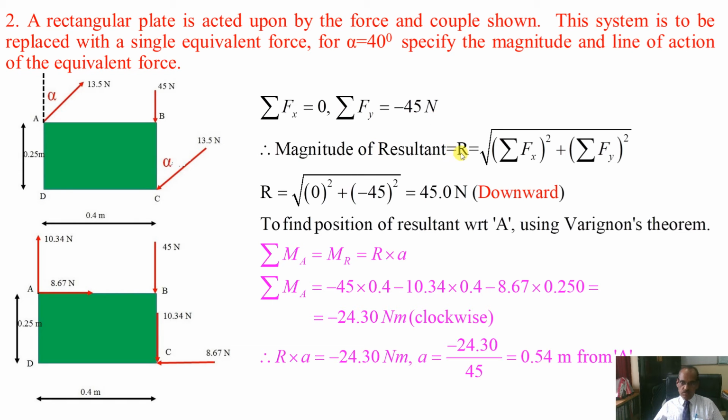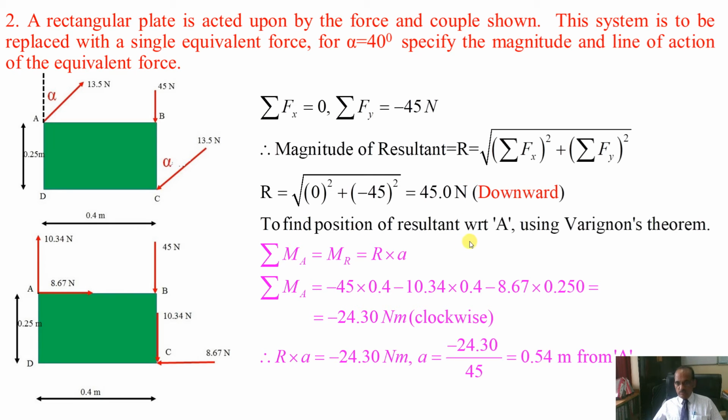So you can find out the resultant R using this equation: 45 Newton. It will be downwards. Why? Because summation of x is 0. When the summation of horizontal forces is 0, the resultant is vertical. It may be upward, it may be downward. We got a minus sign, and that's why the resultant is downwards.